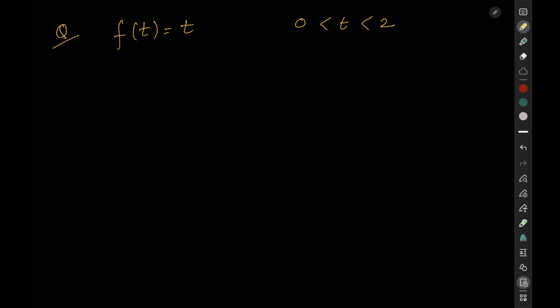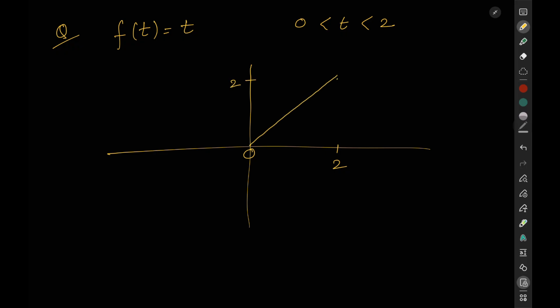Now here we have a question: f(t) equals t, where t lies from 0 to 2. We have to plot the graph of f(t) and represent this as a unit step function. And also we have to find the Laplace of that function. Okay. So first we plot the graph of f(t). So f(t) will be from 0 to 2. Its value is t. So the graph will be like this.